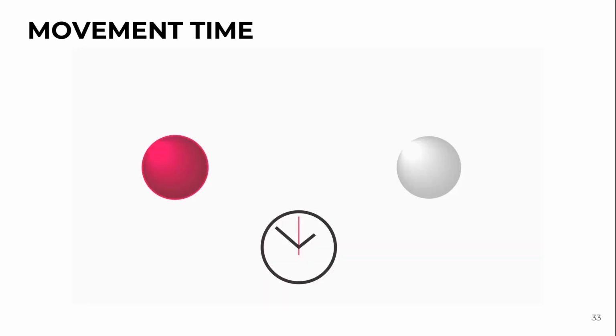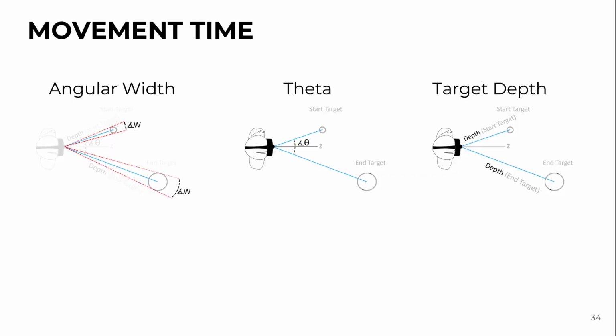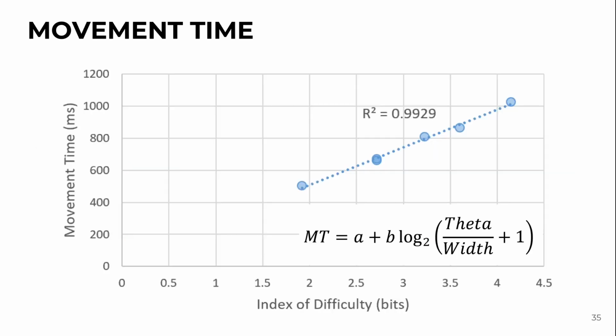Movement time was one aspect we examined, which we considered to be the duration between the selection of the starting target and the next subsequent selection, regardless of if it was successful or not. Analysis showed that the main effects were found with angular width of the target and theta, the angle between the targets. The depth of the target showed no significant effect on movement time. One interesting point to note is that across the 6 combinations of theta and width, the performance trend followed an angular derivation of Fitts's law with an extremely high fit.